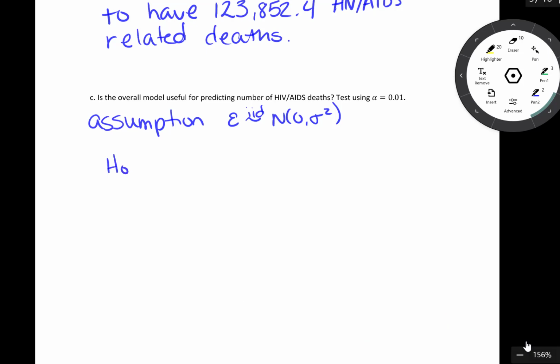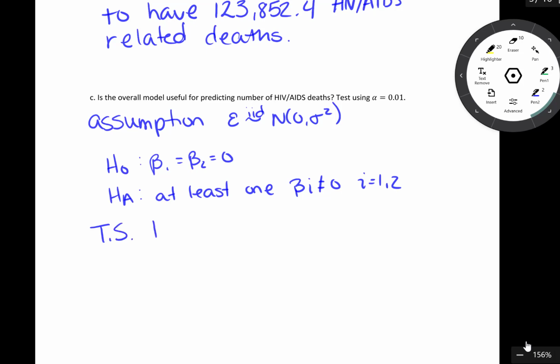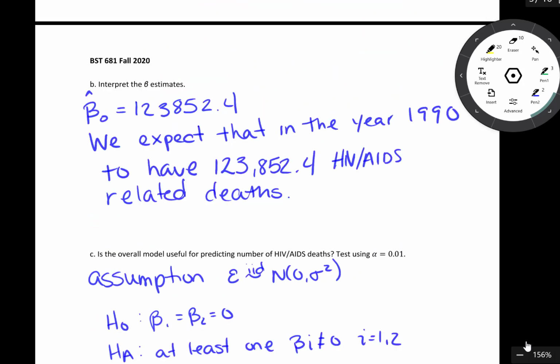Next, looking at our hypotheses, we have two parameters in our model other than the intercept. So next thing we're going to do is go and look for our test statistic.